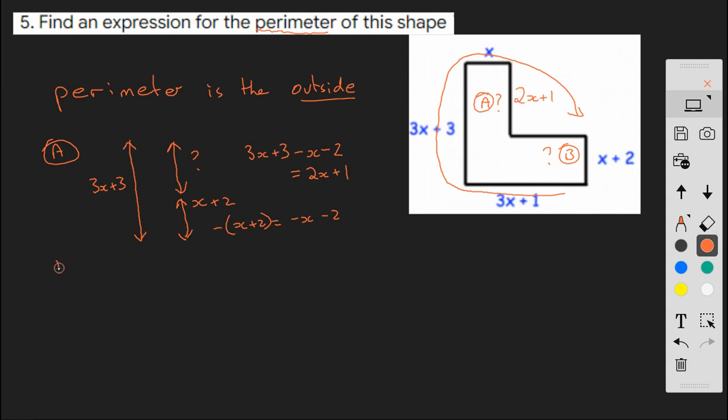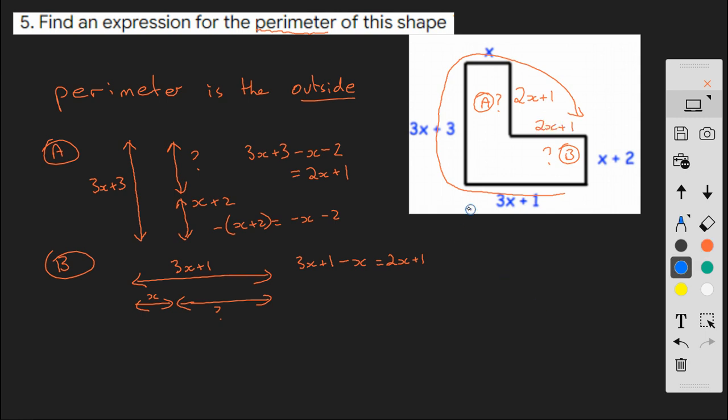Okay, we're going to do a similar exercise for b. We see that our whole distance along the bottom is 3x plus 1. We can see that we've got a little distance there. So what is the rest of this? Well, it's going to be 3x plus 1, take away x, which is 2x plus 1. Oh, so that's also 2x plus 1. That's nice. So I now have all my sides and I just need to add them up.